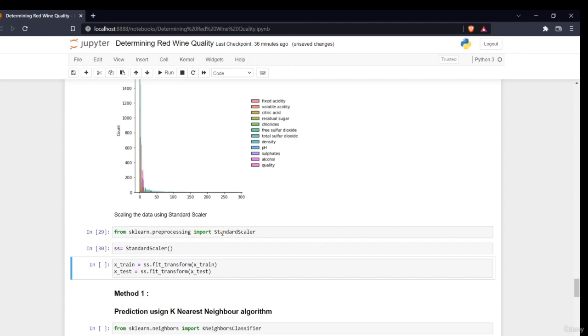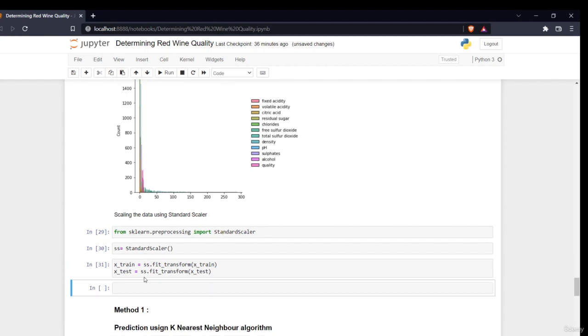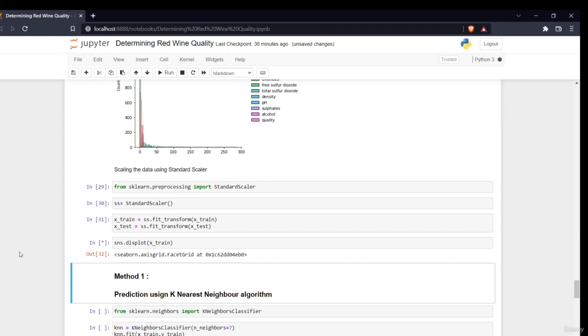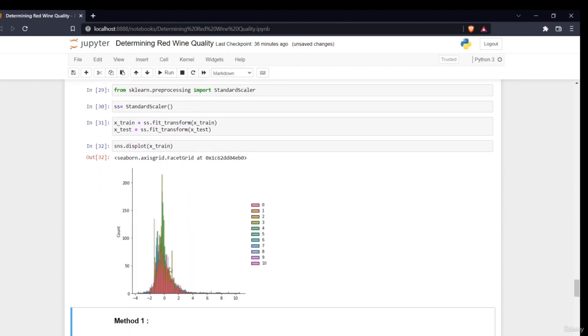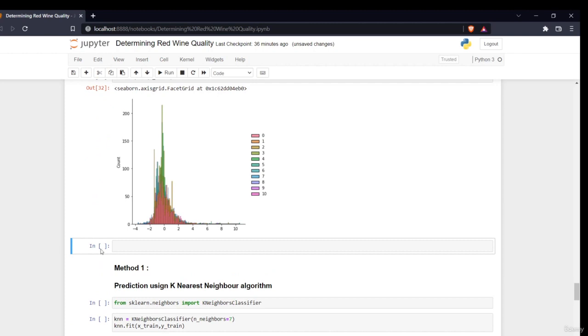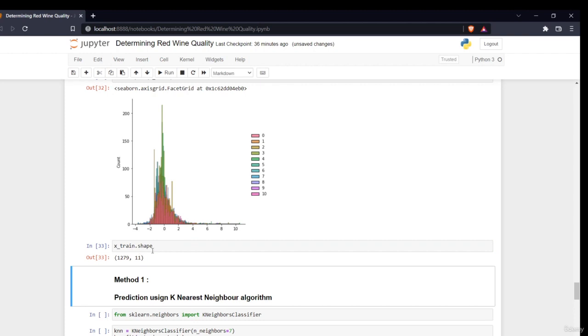I'll just import the scaler and then let us see the data with sns.displot. Let us see the train data. Okay, now as you can see, the data is perfectly distributed. This is the power of distribution. One last thing we should do is check the shape of our data set after training and testing. It is 1279, and let us see the test shape. It's 320. Okay, good. It's a very small data set.